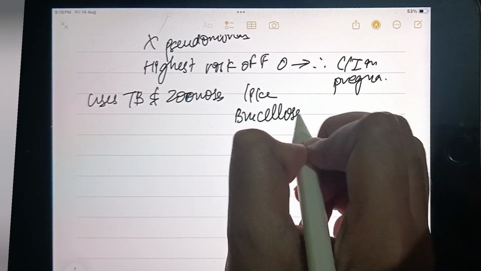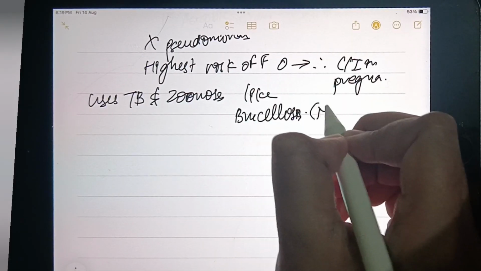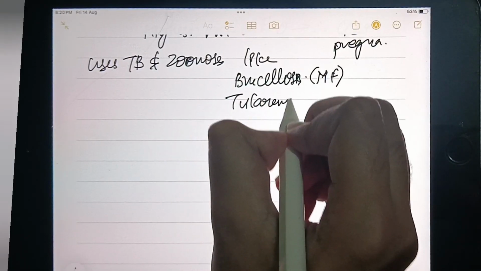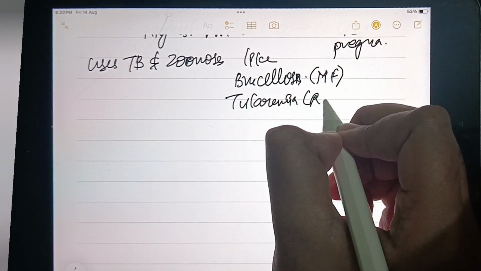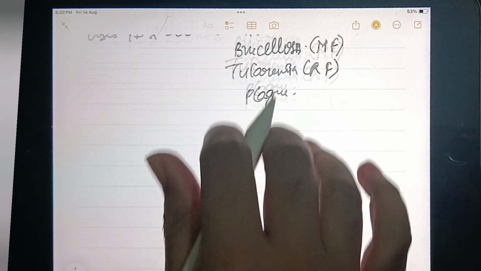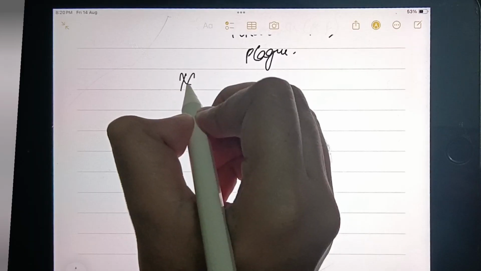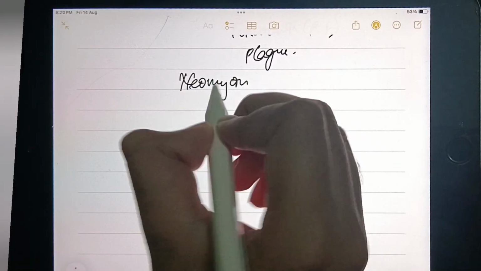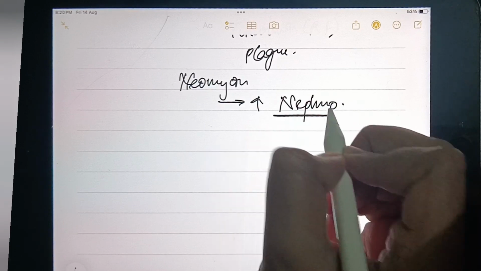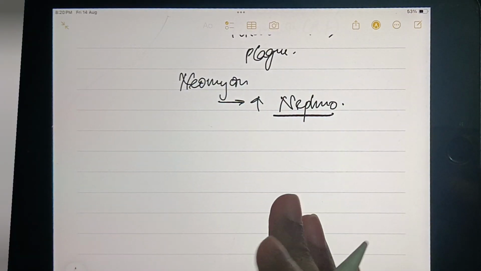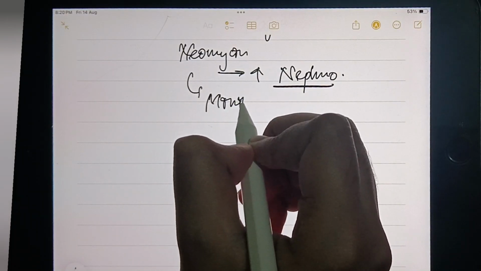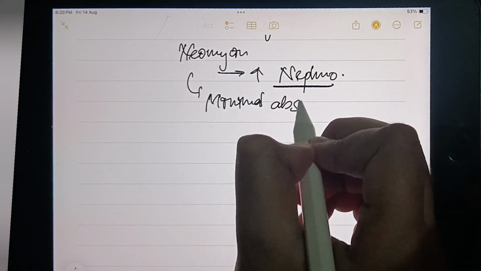brucellosis, which is Malta fever, and tularemia, if I'm not wrong, rabbit fever, and plague. Yep. The third drug is neomycin, which is the most nephrotoxic, as you remember from the adverse effects. It is the most nephrotoxic, and it has minimal absorption from the GIT.